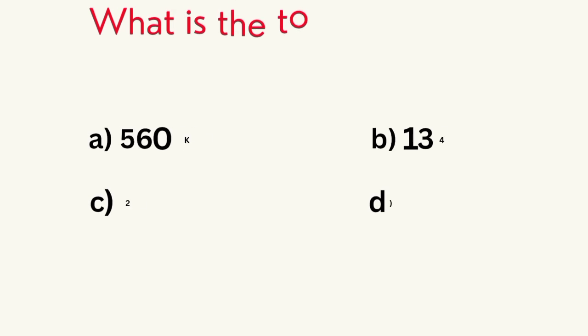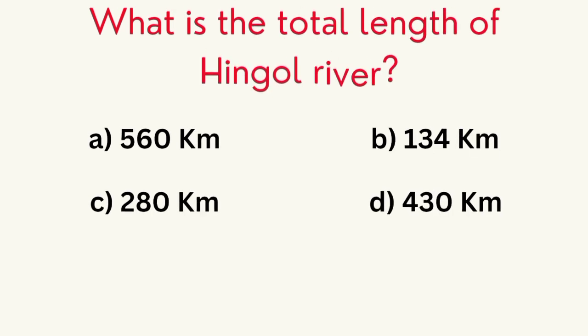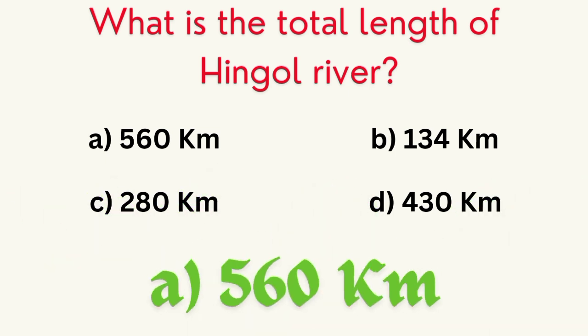What is the total length of Hingol River? A. 560 kilometers. B. 134 kilometers. C. 280 kilometers. D. 430 kilometers. Answer, A. 560 kilometers in Balochistan.